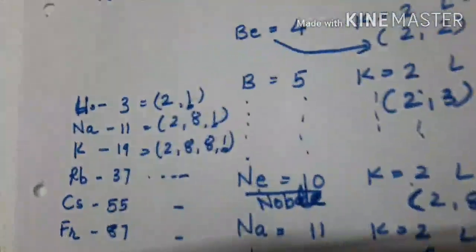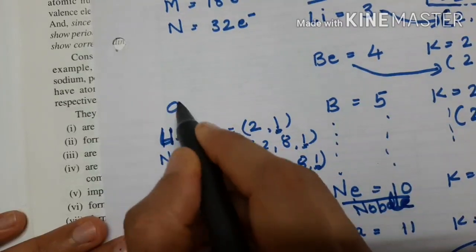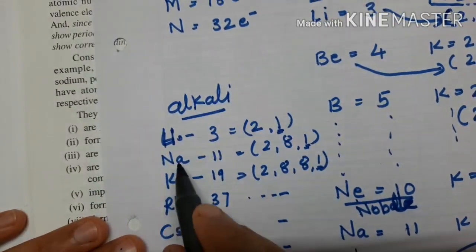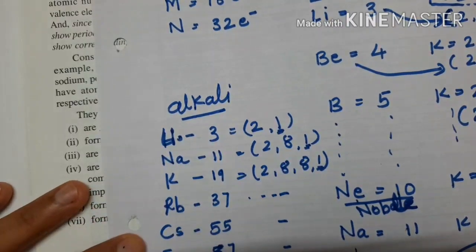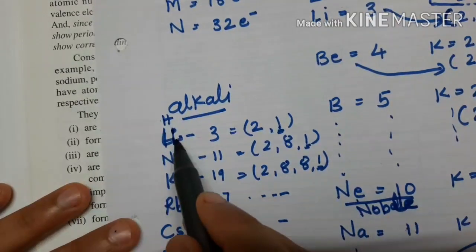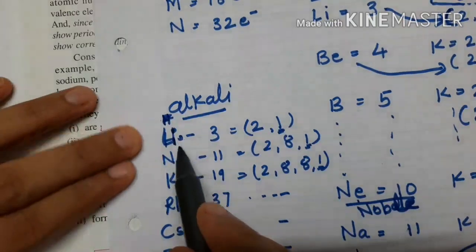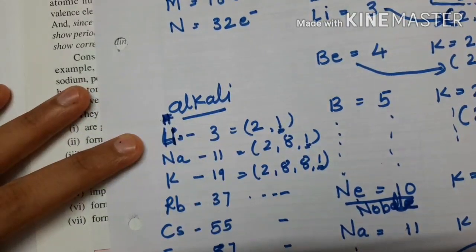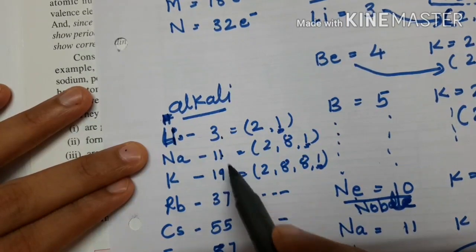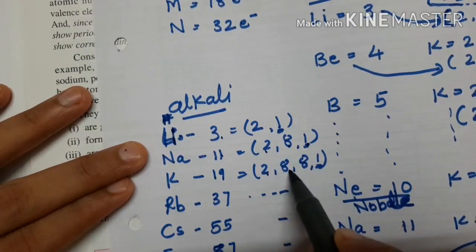So if we see the first group, now I am talking about the first group, the alkali metals: lithium, sodium, potassium, rubidium, cesium and francium. Hydrogen is first, but right now I am not talking about hydrogen, I am taking lithium, sodium, potassium, rubidium, cesium. And if we see the atomic numbers, 3, 11, 19, the configurations are 2, 1; 2, 8, 1; 2, 8, 8, 1.